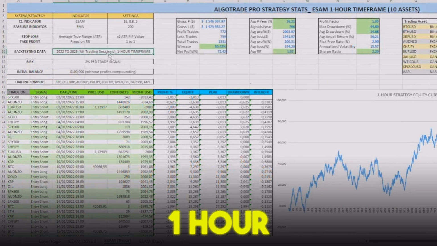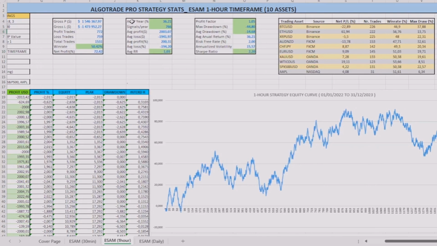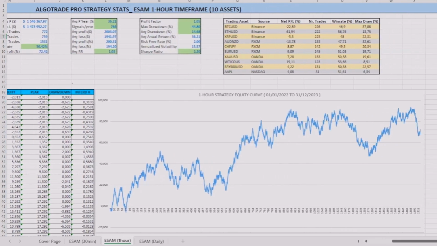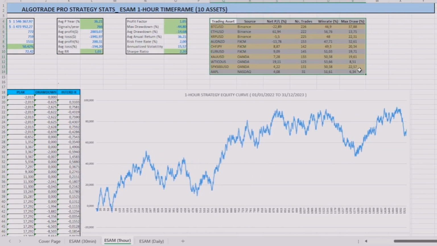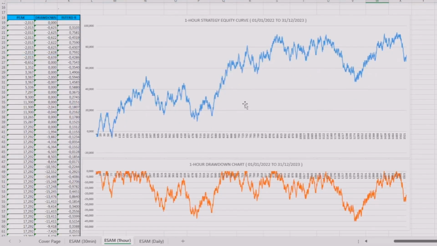Next, in the 1 hour time frame, after 1,500 trades, the indicator achieved a win rate of about 50.42% and a net profit of 72%. Again, here you can find other metrics and also the results from every asset. This time the Ethereum was the best one, and by looking at the equity chart we can see that despite being profitable it wasn't stable.